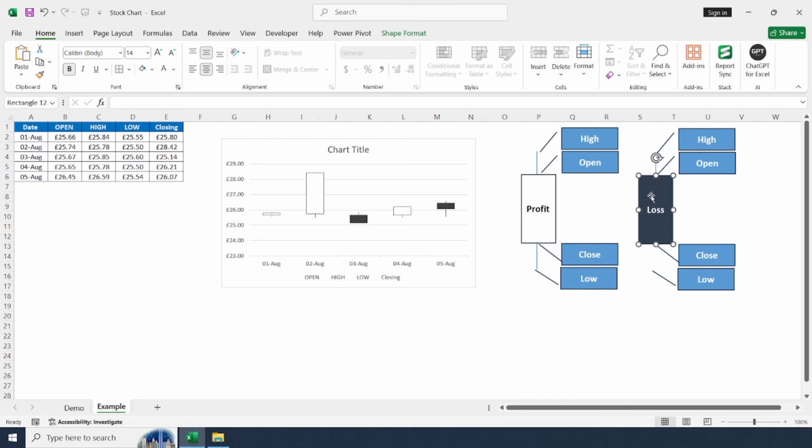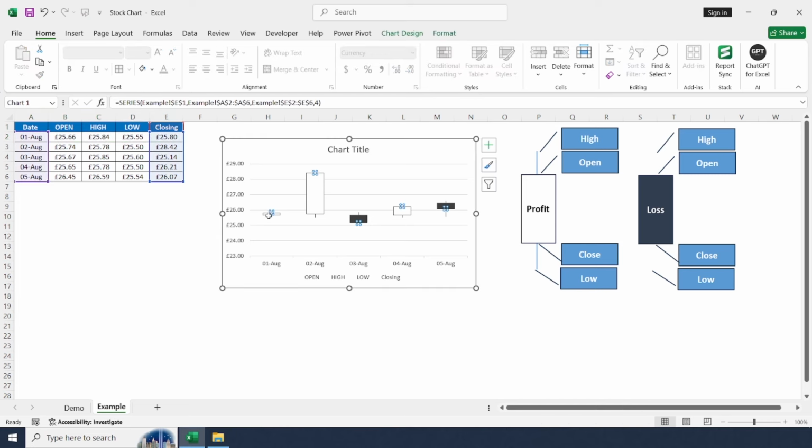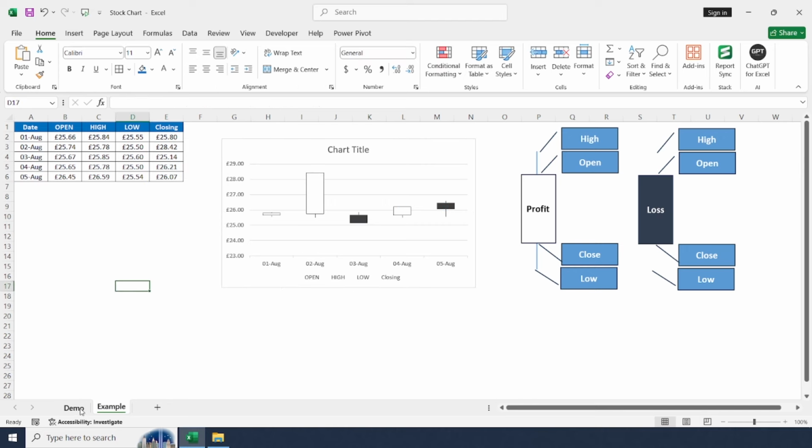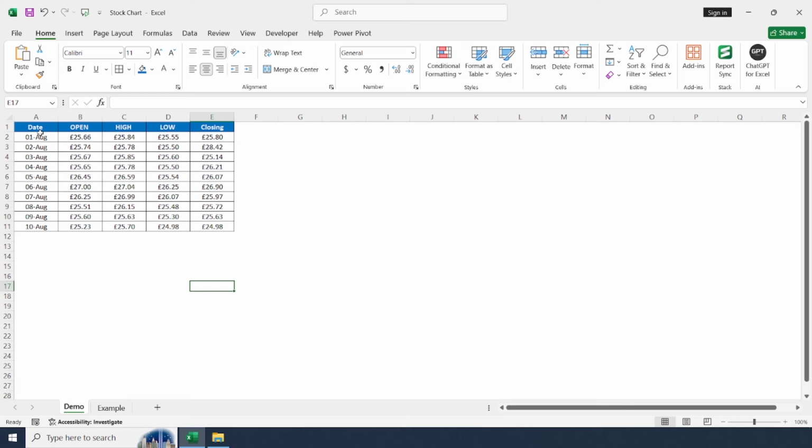On the other hand, the lines moving upward and downward denote the highest and lowest price on a specific day. For example, the plot for August 1st shows the box from £25.66 to £25.80, with the highest and lowest stock values being £25.84 and £25.55. And as the closing value is greater than the opening value, the plot indicates profit. Let's go to the main dataset now and create a stock chart.